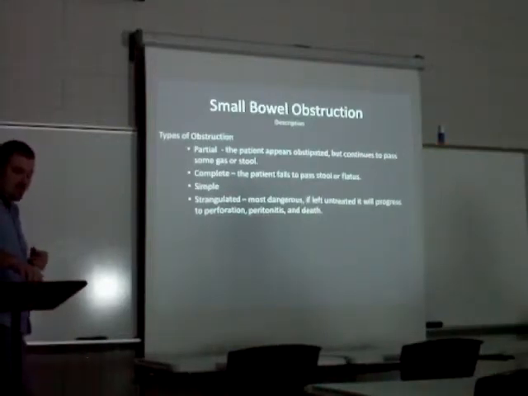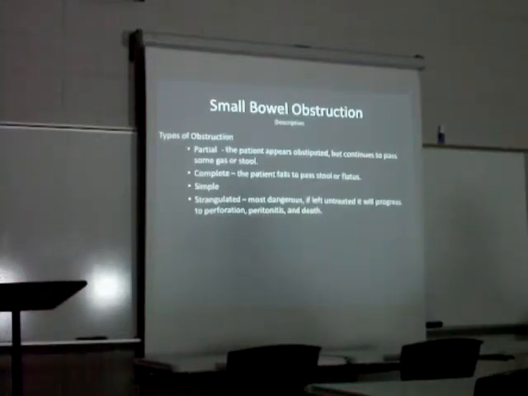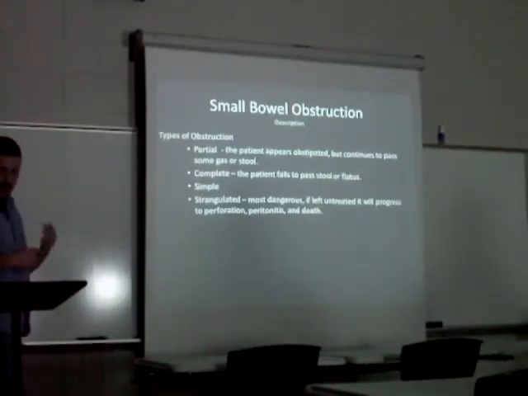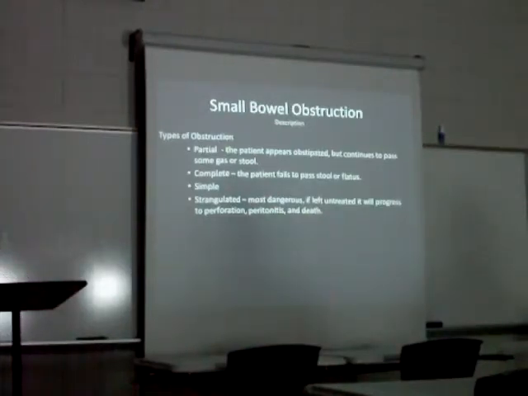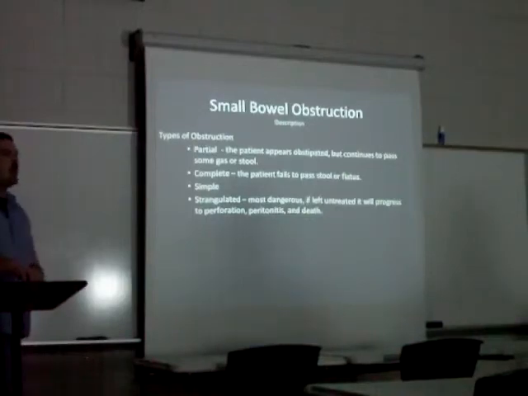A simple obstruction, and then we can see a strangulated obstruction. And this is the most dangerous. If left untreated, it will progress to perforation, peritonitis, and then death. And so the strangulated obstruction is something that they have to rule out very quickly, because if it is not ruled out very quickly, the patient will just steadily go downhill.